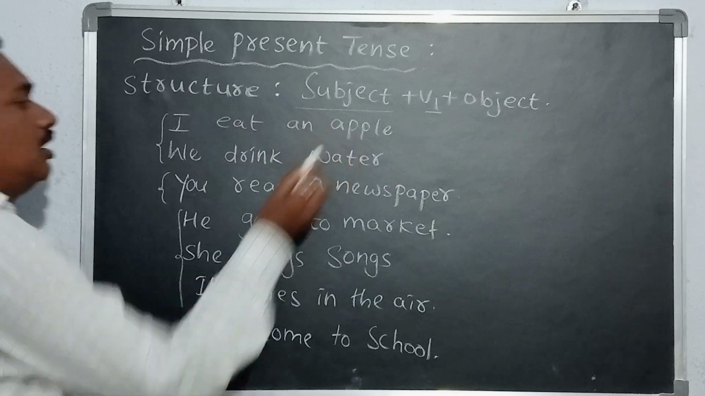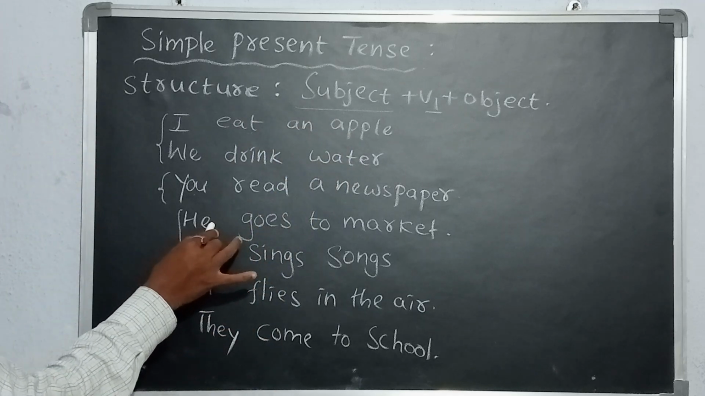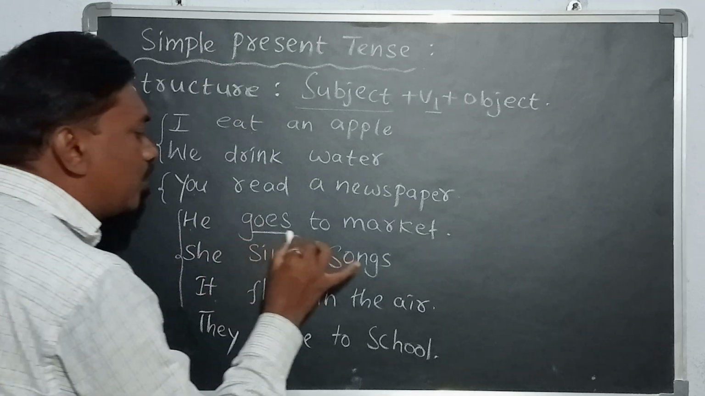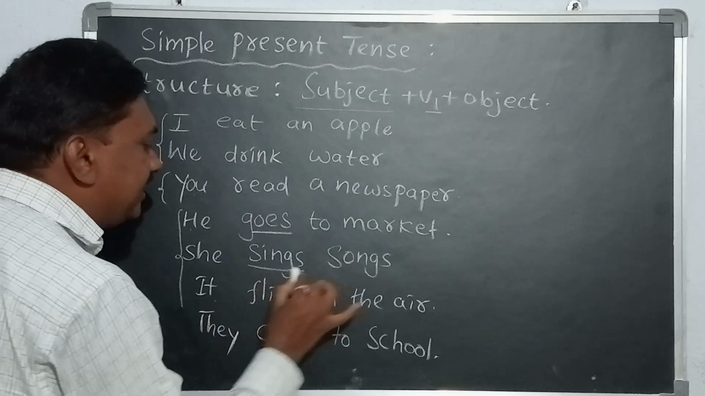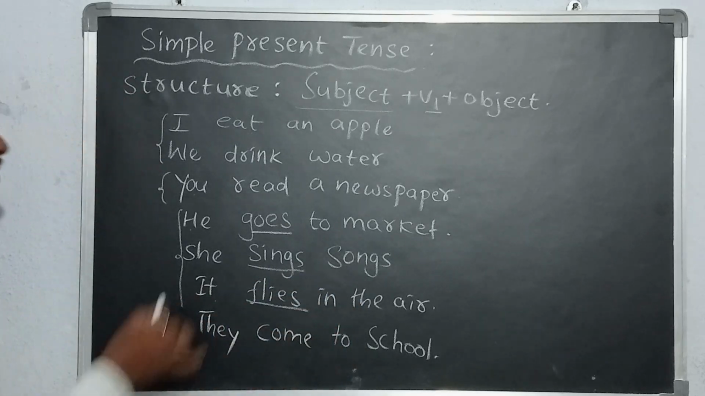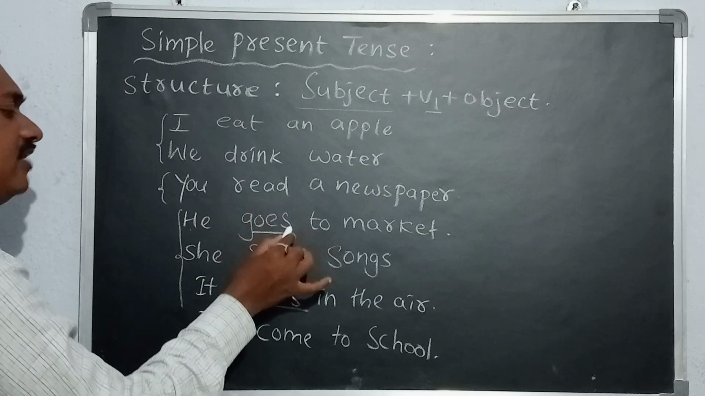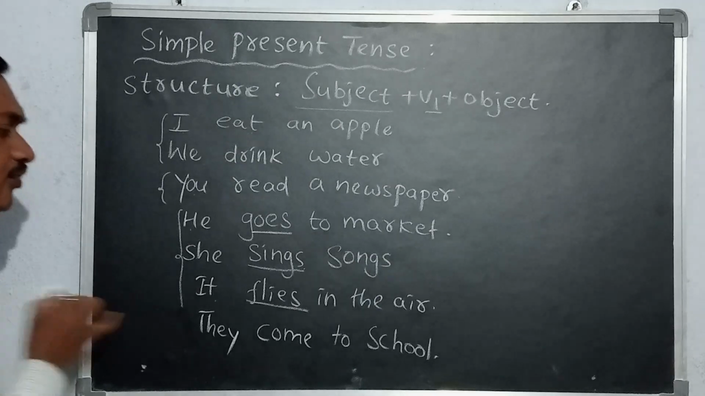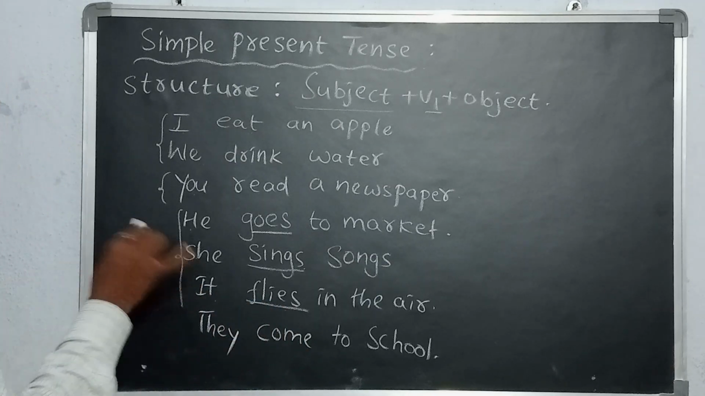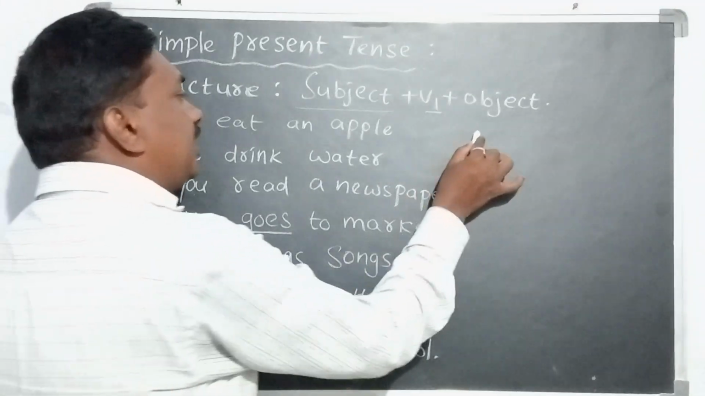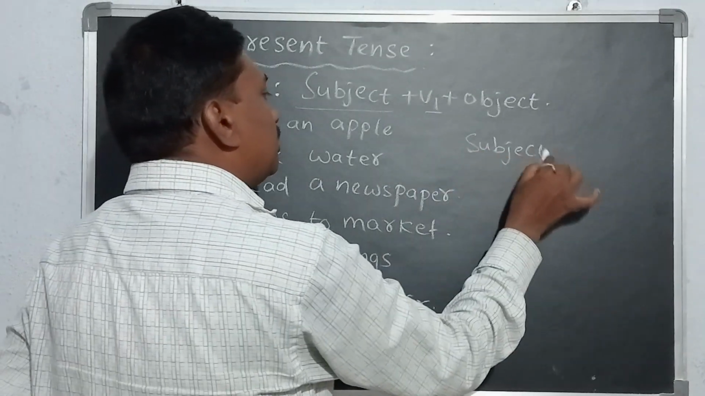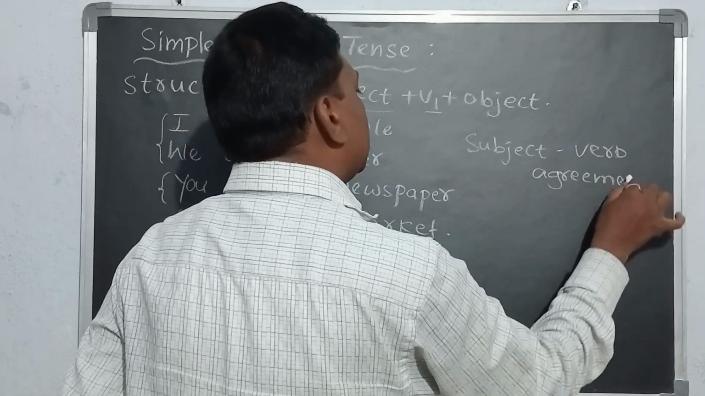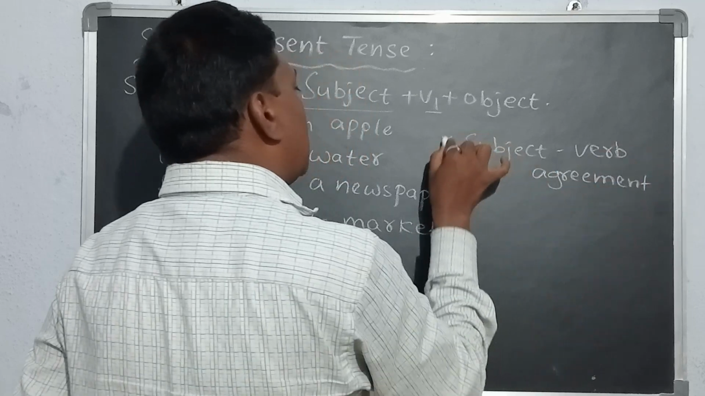Subject, verb 1, object. But in this case, for third person singular, he, she, it, here we write goes, she sings, it flies. The verb is added with s in sings, es in goes, and ies in flies. So this is called the subject verb agreement rule. Subject verb agreement is a very important grammar rule.